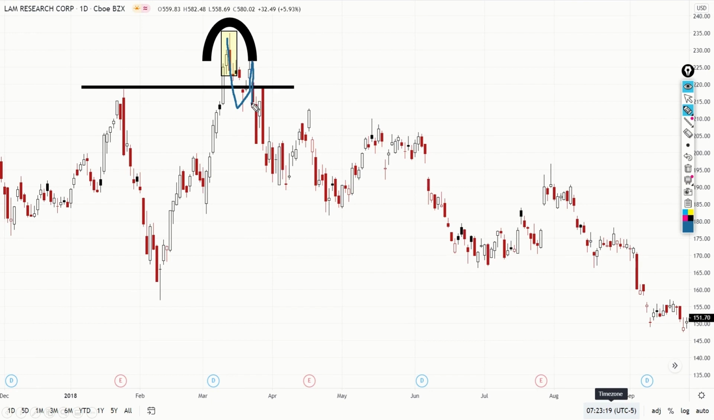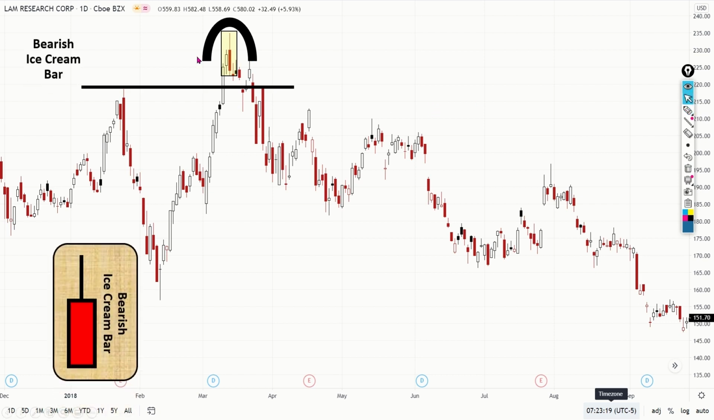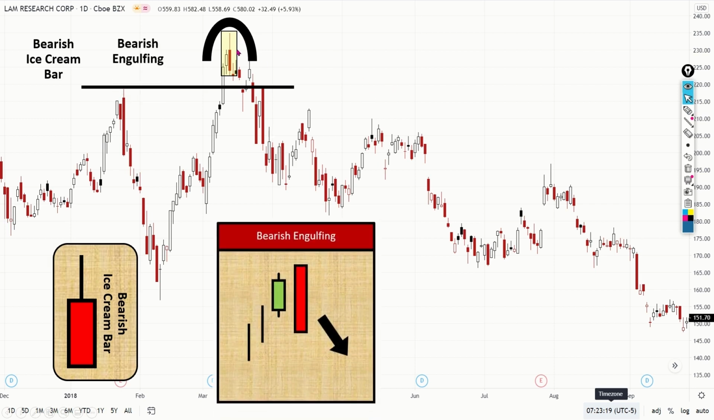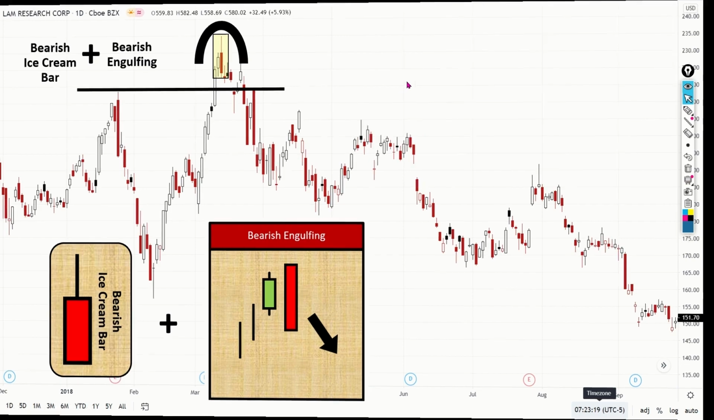All right, it came up and closes right here, and this next candle at this area is an area where we can short, or even this area right here. And of course, this is what we call a bearish ice cream, and some may argue that this is also a bearish engulfing candle because this red body engulfs the previous candle range as well. So it could be either one, or we can call it both.